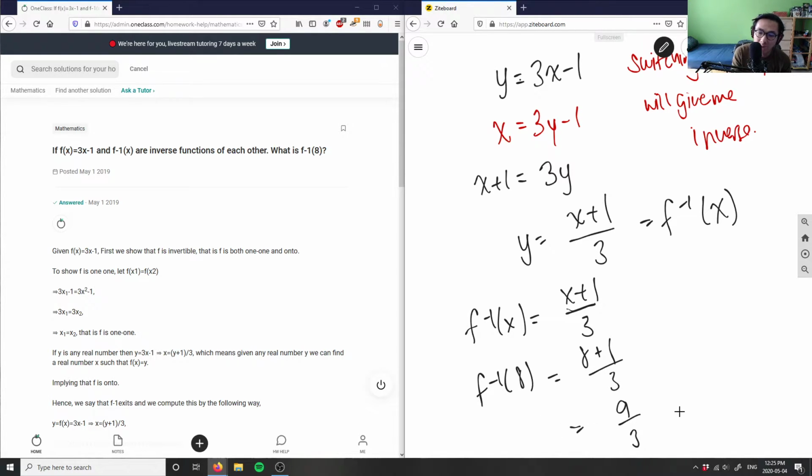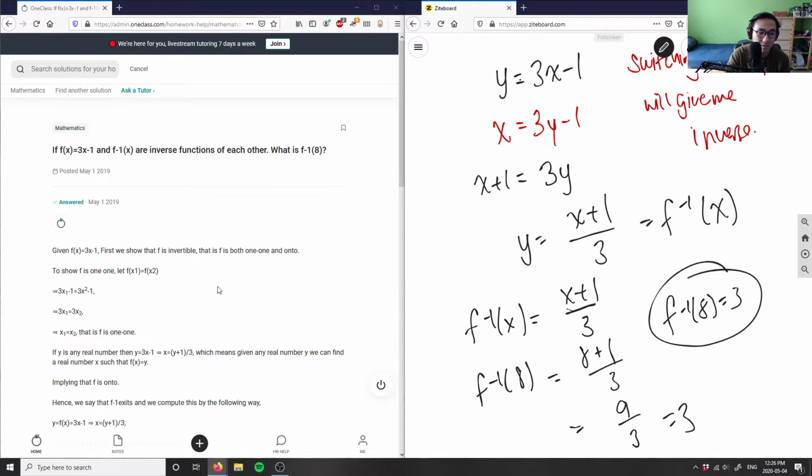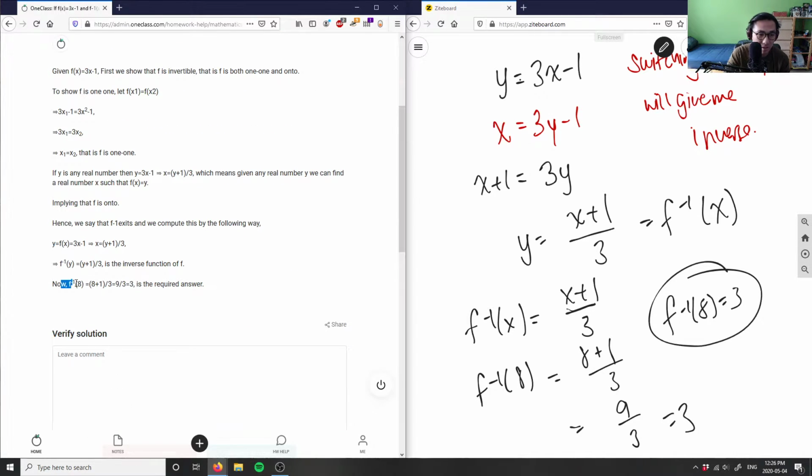8 plus 1 here is 9, and 9 divided by 3 is simply 3. So I can say that f inverse of 8 equals 3. And this here is my final answer for this question. And as you can see, they did the exact same thing. 9 over 3 equals 3 is the required answer here. So the solution here is correct.